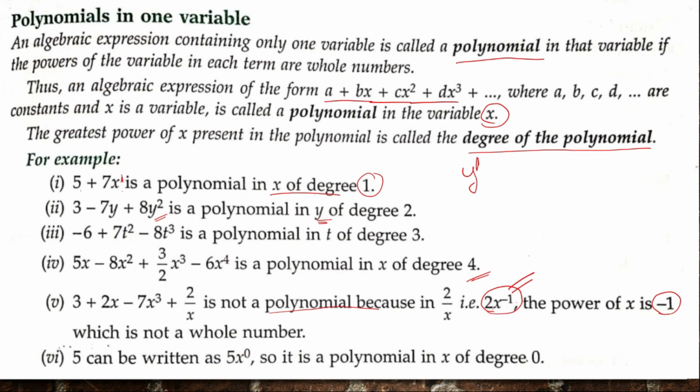Same way, 5 can be written as 5x to the power 0. Why 5x to the power 0? I have told you already in the video of exponent and power that any value to the power 0 is 1. So if I write 5 times x to the power 0, we will get 5 only. So it is a polynomial in which x is of degree 0.